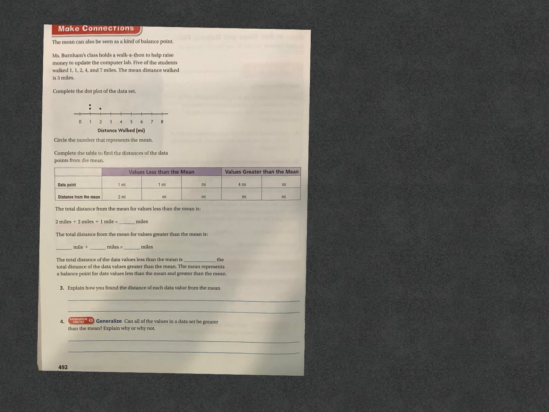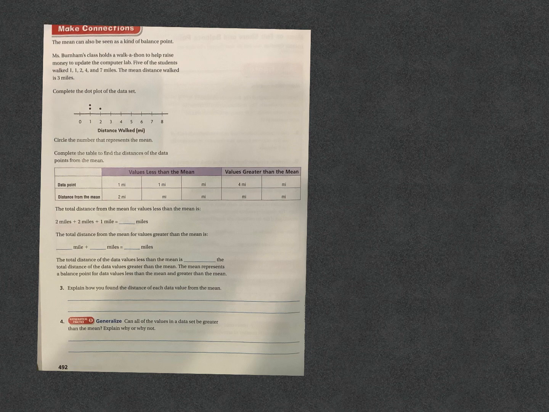So this next one, in making connections, they say the mean can also be seen as a kind of balance point of where you would spread fairly. So let's see their example here. Mrs. Burnham's class holds a walk-a-thon to help raise money to update the computer lab. Five of the students walked: one person walked 1 mile, another person walked 1 mile, one person walked 2 miles, one walked 4 miles, and one of them likes to walk a lot. He walked 7 miles. The mean distance walked is 3 miles.